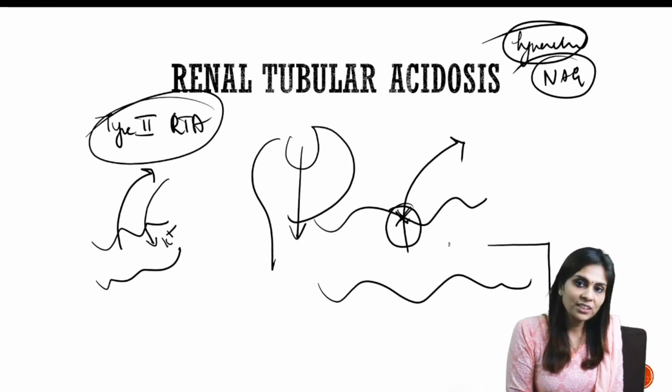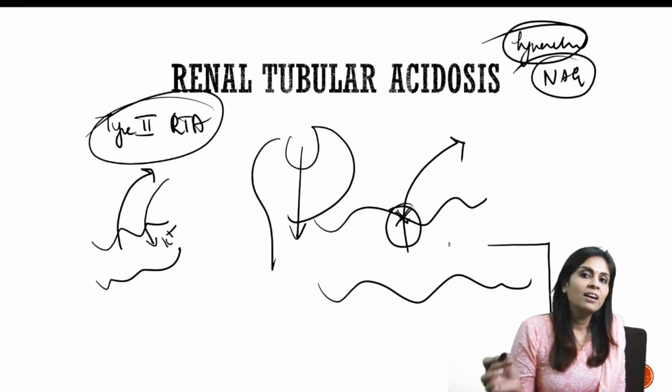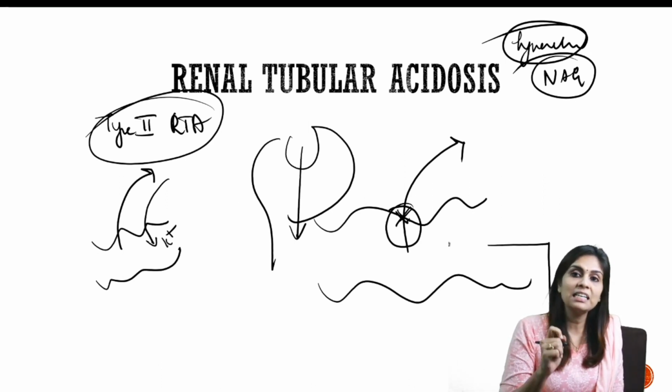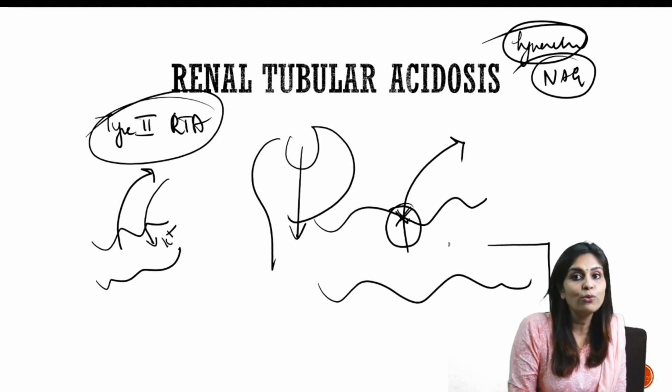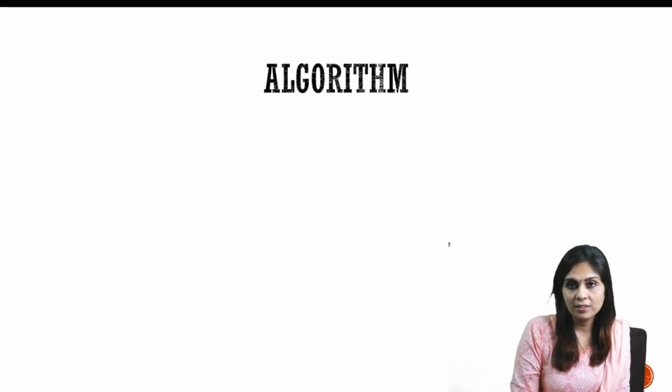And in this condition, we find again normal anion gap metabolic acidosis with hyperkalemia. So if the question is which renal tubular acidosis presents with hyperkalemia, your answer should be type 4 renal tubular acidosis. So let me summarize the algorithm.